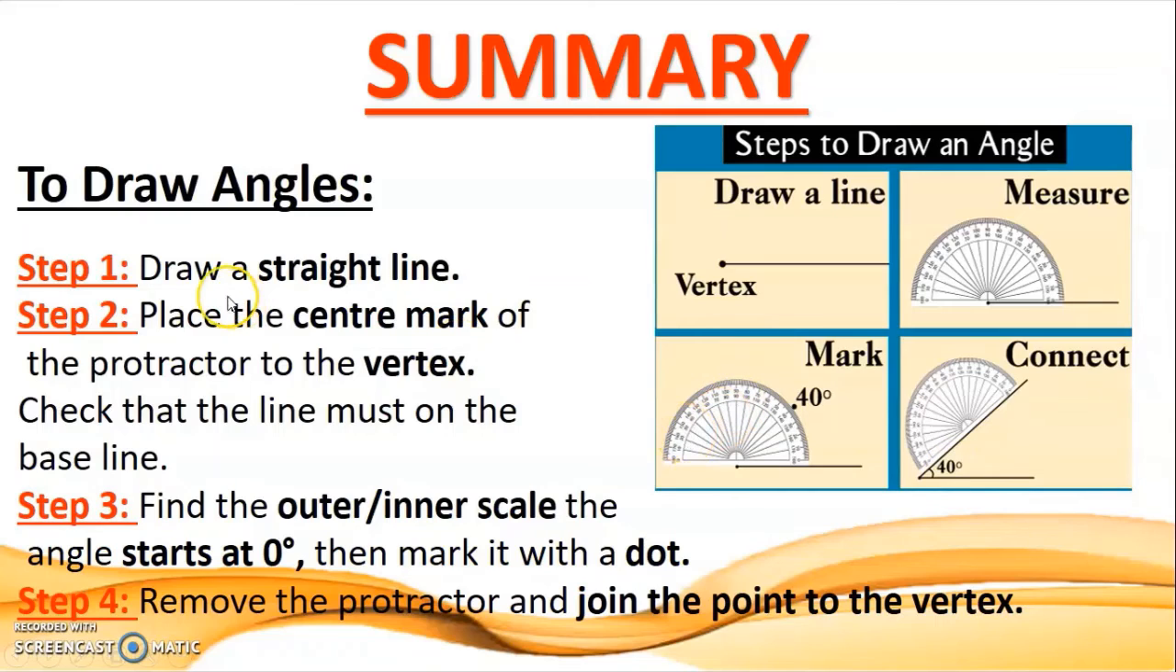To draw angles, we have steps also to follow. Step 1. Draw a straight line. Step 2. Place the center mark of the protractor on the vertex. Check that the line must be on the baseline. Step 3. Find the outer or inner scale. The angle starts at 0. Then mark it with a dot. And step 4. Remove the protractor and join the point to the vertex.